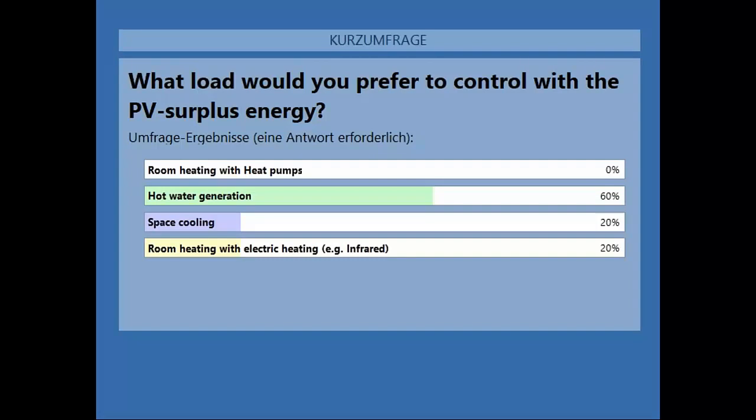As you can see, 60% voted for the hot water generation. So I guess what mostly makes sense is the boiler, and we just insert a heating rod and therefore use the surplus energy to power the heating rod. Then we have 20% for the space cooling, so air conditioning, probably in hotter countries, and 20% for the room heating with the electric heating, like infrared. Okay guys, thank you very much for voting.